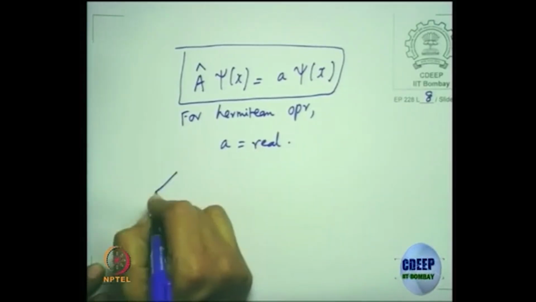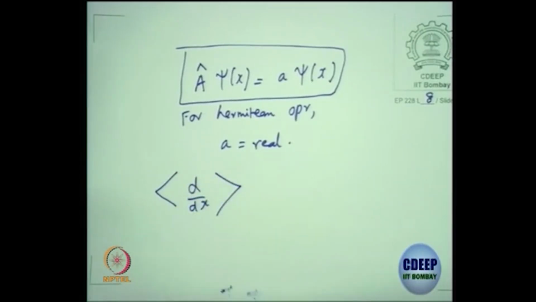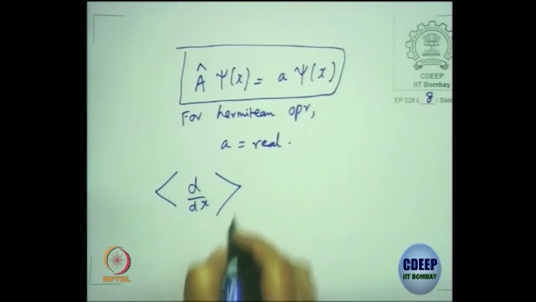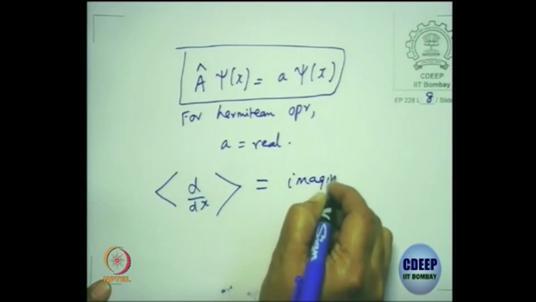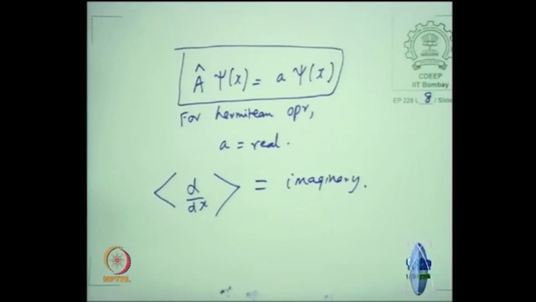When you take the expectation value of the d by dx operator, what happens? You can show this to be imaginary. Have you tried this in your particle in a box? Please do this. Take the particle in the first excited state or the ground state or any state. Find what is the expectation value of d by dx. That's why d by dx is not an observable; it's giving me expectation values which are imaginary, which is not an observable quantity.